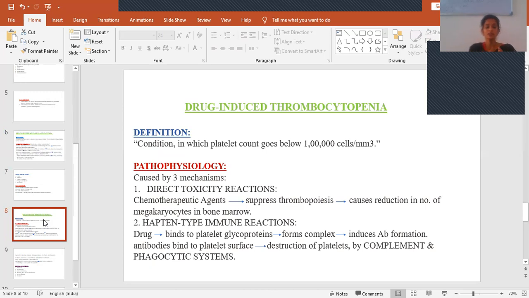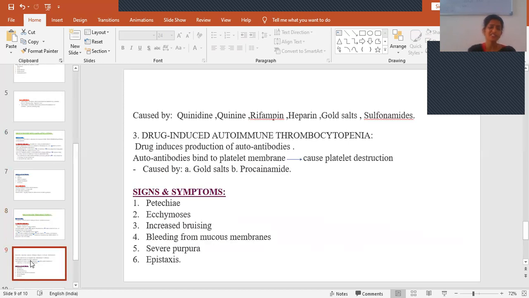Here the drug doesn't directly induce the production of antibodies. Only when this drug binds with glycoproteins present on the surface of the platelets do these two form a complex, which we call a hapten. This hapten will induce the production of antibodies, which bind to the platelet surface, causing destruction of platelets by complement and phagocytic systems. Usually this is caused by drugs like quinidine, quinine, rifampin, heparin, gold salts, and sulfonamide. These are the drugs that cause drug-induced thrombocytopenia.